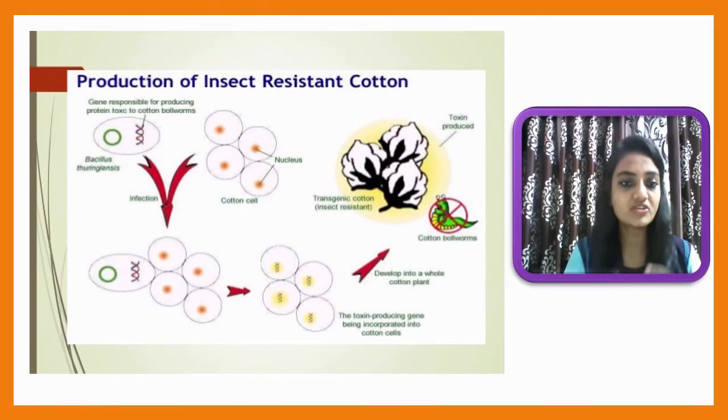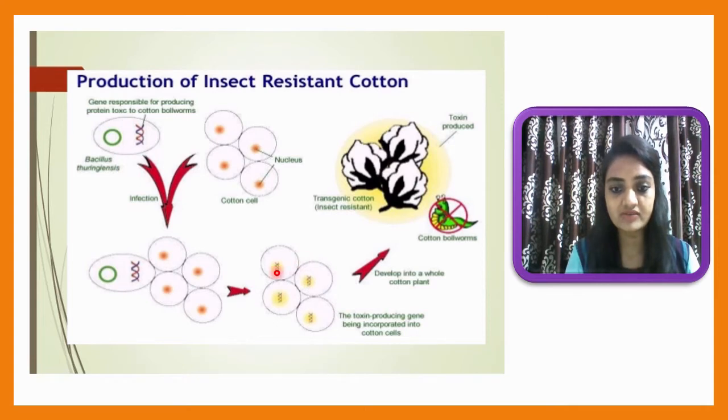Here you can see this is a bacterium, Bacillus thuringiensis, which has an important gene that is responsible for the production of a protein toxin. This toxin is very harmful to the bollworm, also called the cotton bollworm. Now this gene will be isolated from Bacillus thuringiensis and incorporated in cotton cells. So the new variety of cotton cell will have this Bacillus thuringiensis gene.